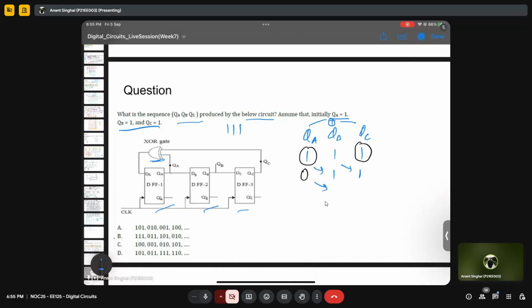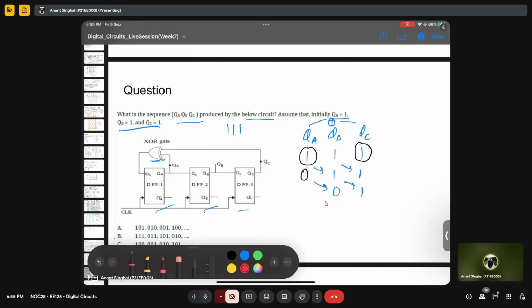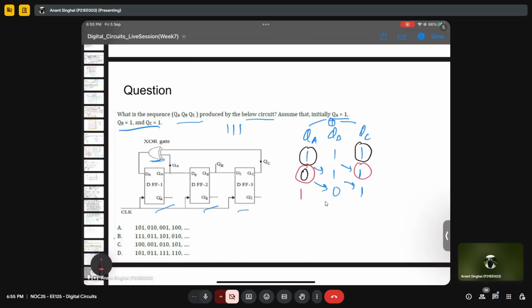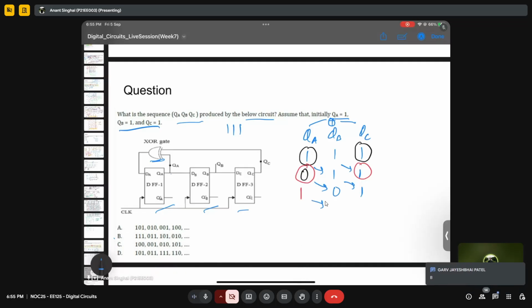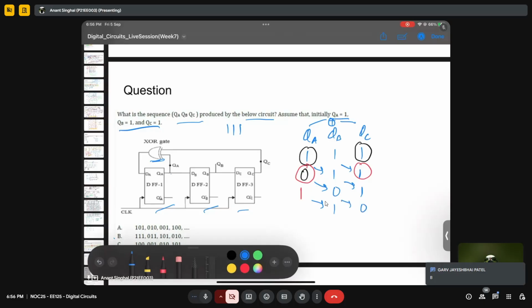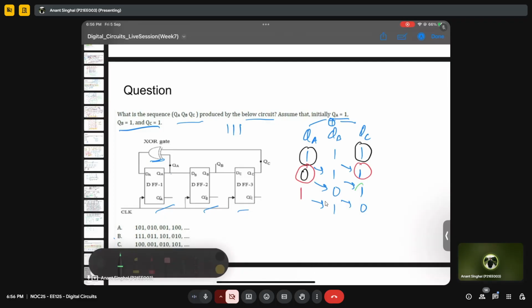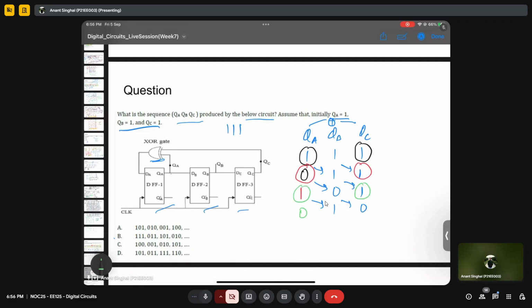Now it's 0, 1. The XOR of this and this is 1. I'll do it again. So it's 1 here, 0 here. The XOR of 1 and 1 is 0. So basically it started from 1, 1, 1. Then it goes to 0, 1, 1, then 1, 0, 1, then 0, 1, 0.